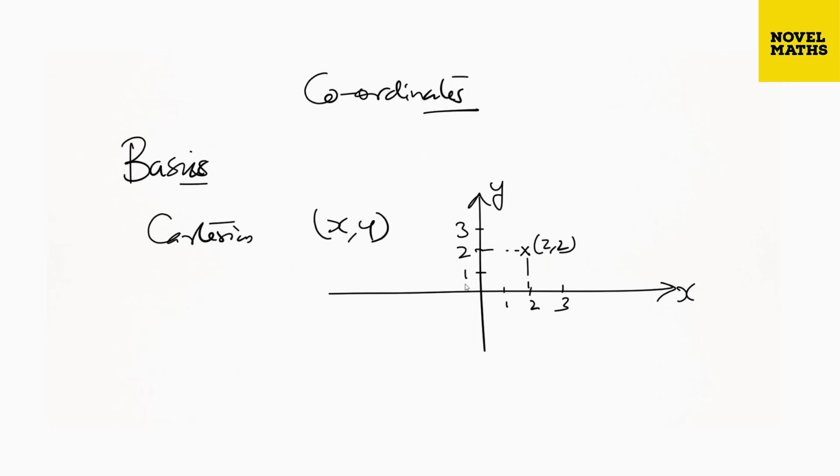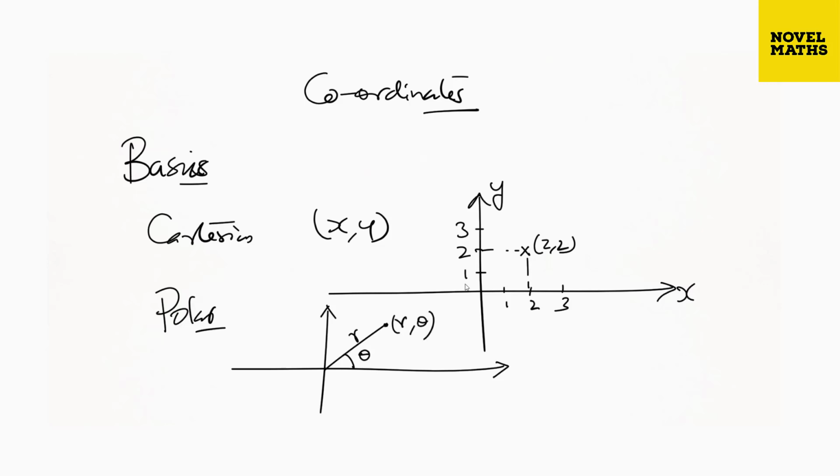Similarly, for the polar coordinate system, both are useful in different applications. In the polar coordinate system, we represent any point by the magnitude, which is called r, and the angle, which is theta. So if this is the theta angle and the length from the origin to the point is r, then this is (r, theta). That's the basic.